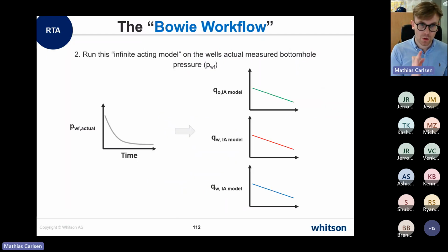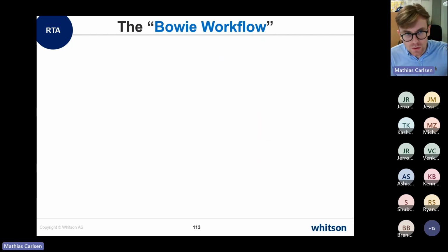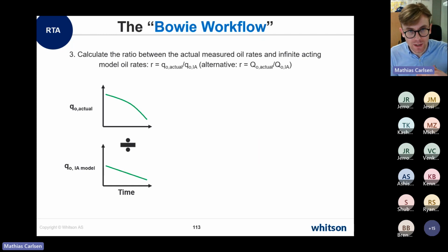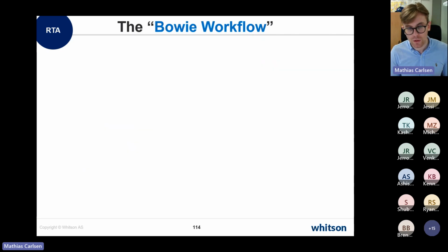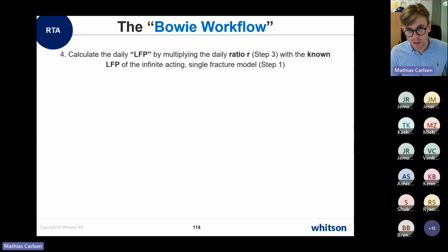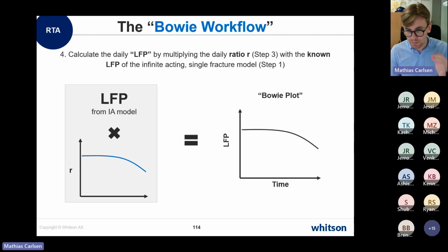Once you've done that, when you run the infinite acting model with the well's actual measured bottom hole pressure, you get a set of rates versus time, and those rates are infinite acting model rates. So they have enforced upon this flow regime that's infinite acting. Then you take, that's step number 3, the actual rates in the field, and you divide that by what you have in the model, and you get a ratio over time. That ratio is telling you how many of these models I need every single day to make up that production. That ratio over time, if you multiply it with the LFP that you arbitrarily decided in step 1, you get the diagnostic plot, which is this Bowie plot.